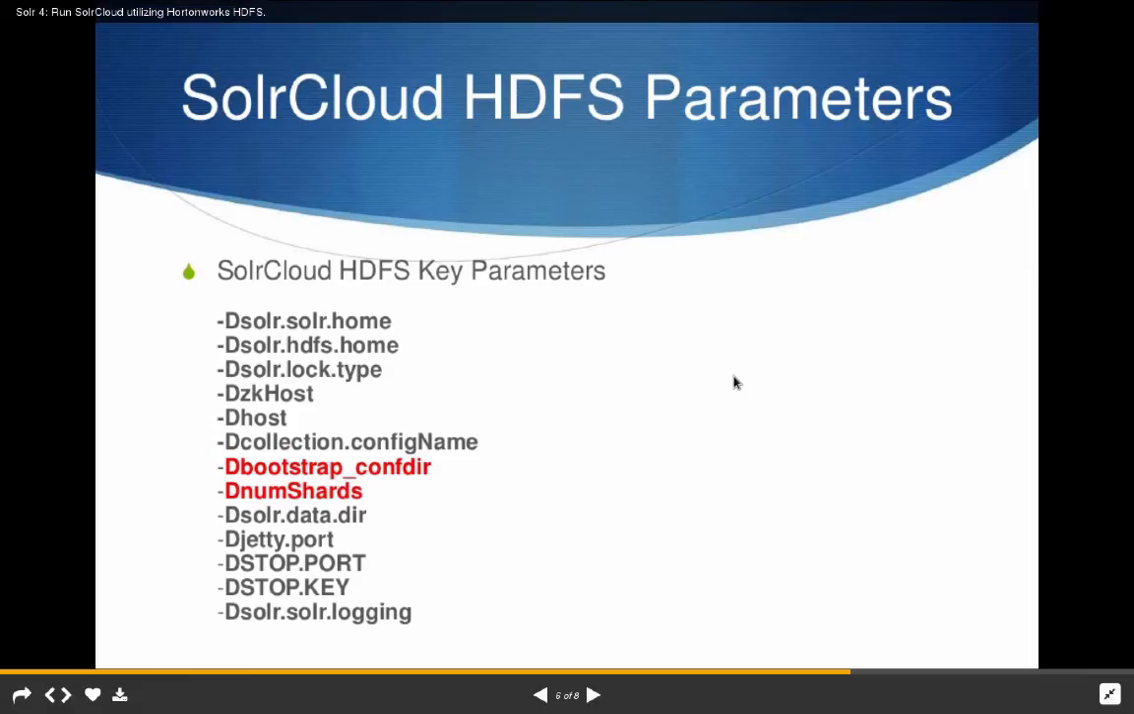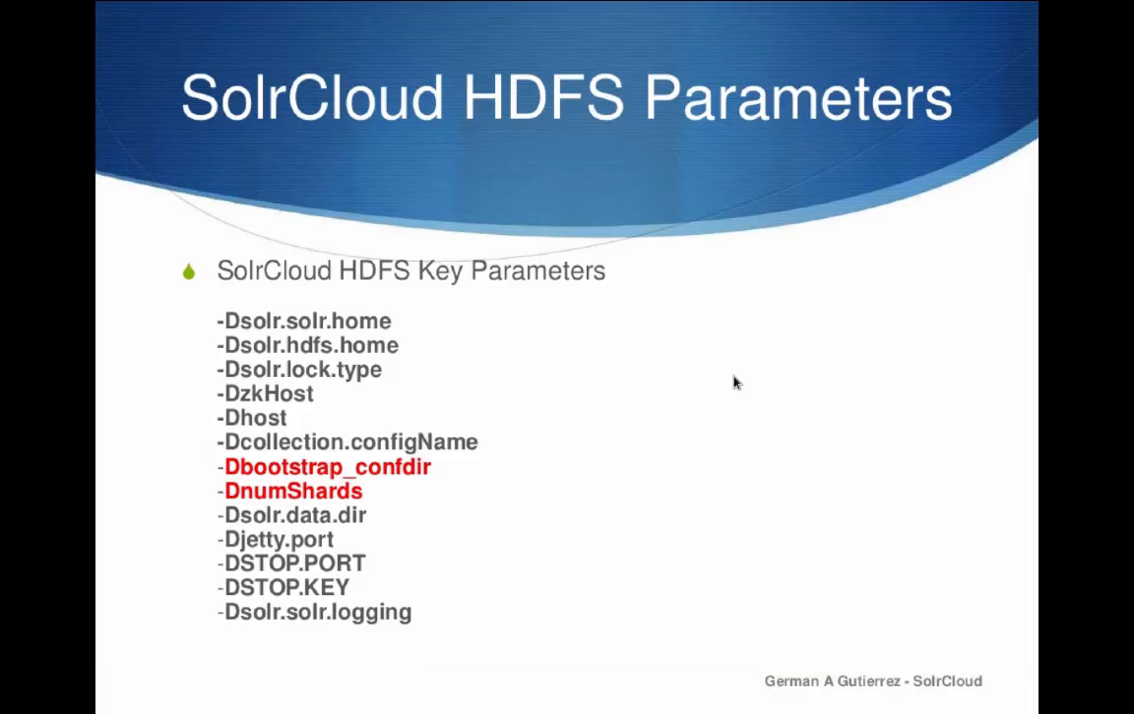The next parameter is the collection.configName. That is the name of the collection, such as books, Java, and movies. The bootstrap conf directory is the conf folder that we copied to the desktop. That way we don't have to depend on the one that's within the Solr binaries. The numShards is the number of shards for each collection. The solr.data.dir is essentially the parameter where we specify where the index for that specific shard should reside.